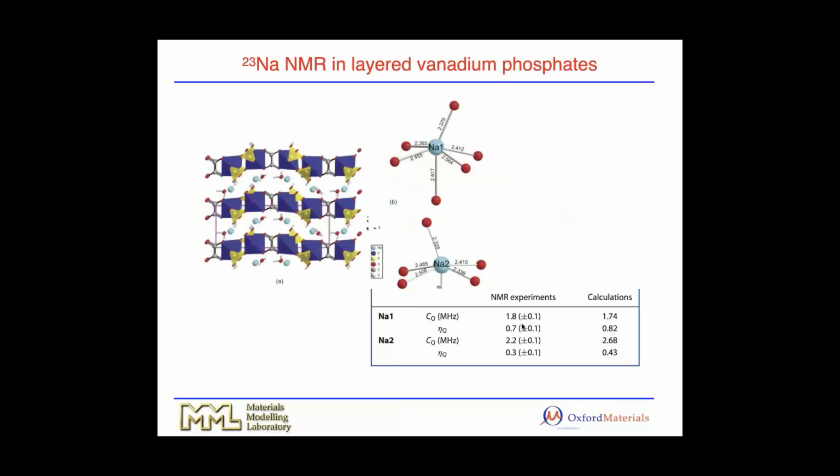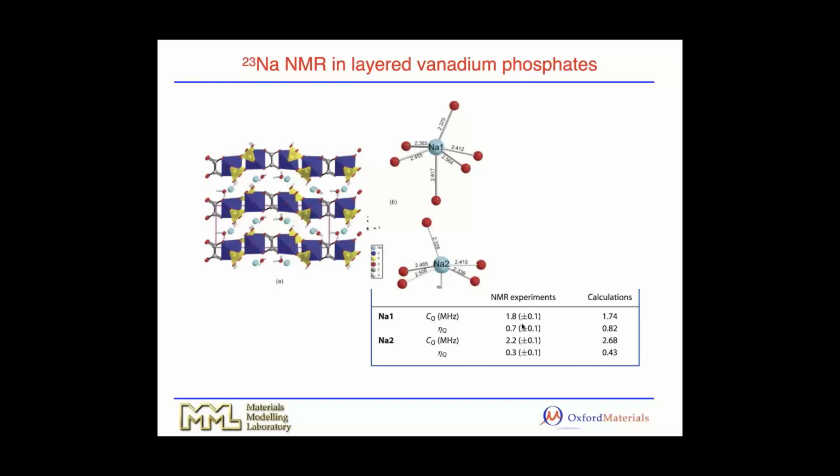One of the interesting things with the electric field gradient is it's not limited just to diamagnetic insulators. So you can calculate electric field gradients in all kinds of scenarios, in the sense that you can calculate it in metals, and you can calculate it in paramagnetic compounds.